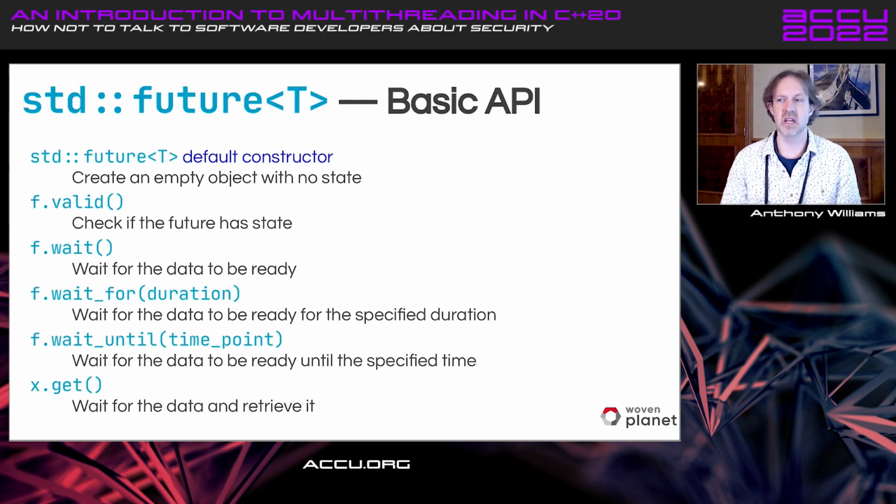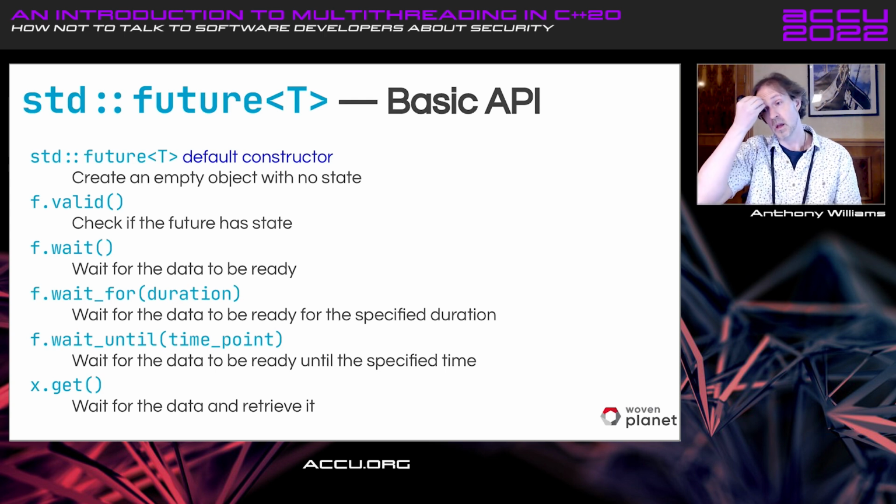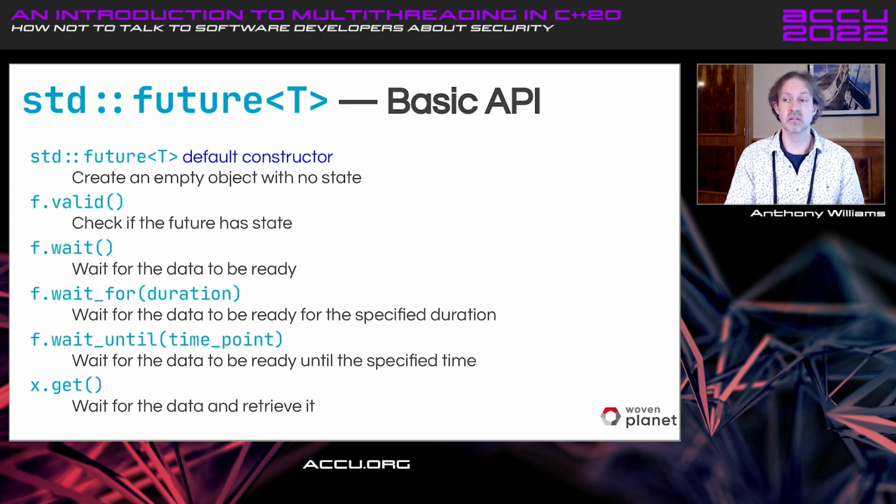So our future of T, what's its API? Well, you can create a default constructed future that holds no object, it has no state. This is also what you get if you retrieve the value: you now have an empty future. If you move a future from one instance to another, then the source is now empty and has no state. You can check: is it valid? Has it got any state? That's a check that you can do.